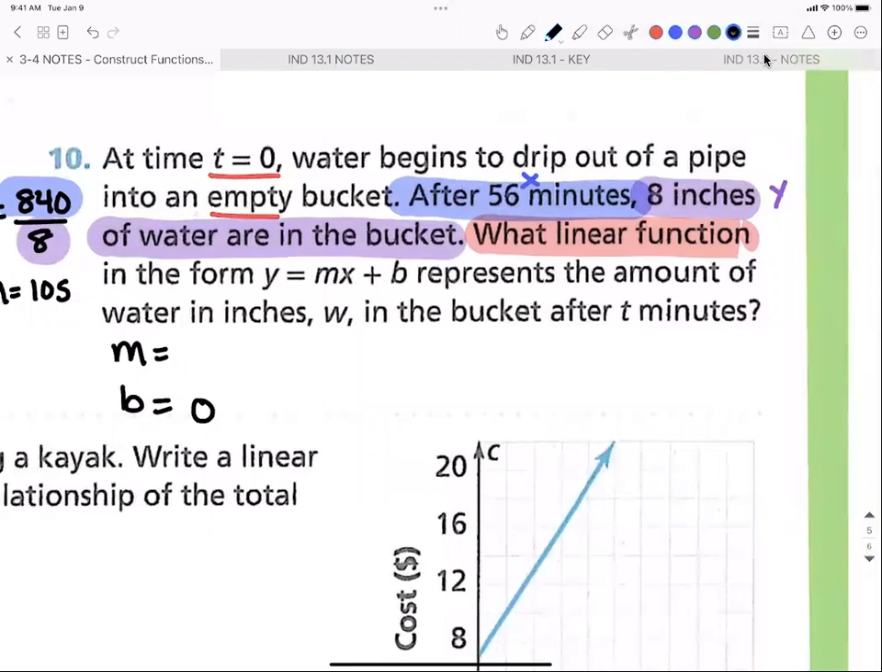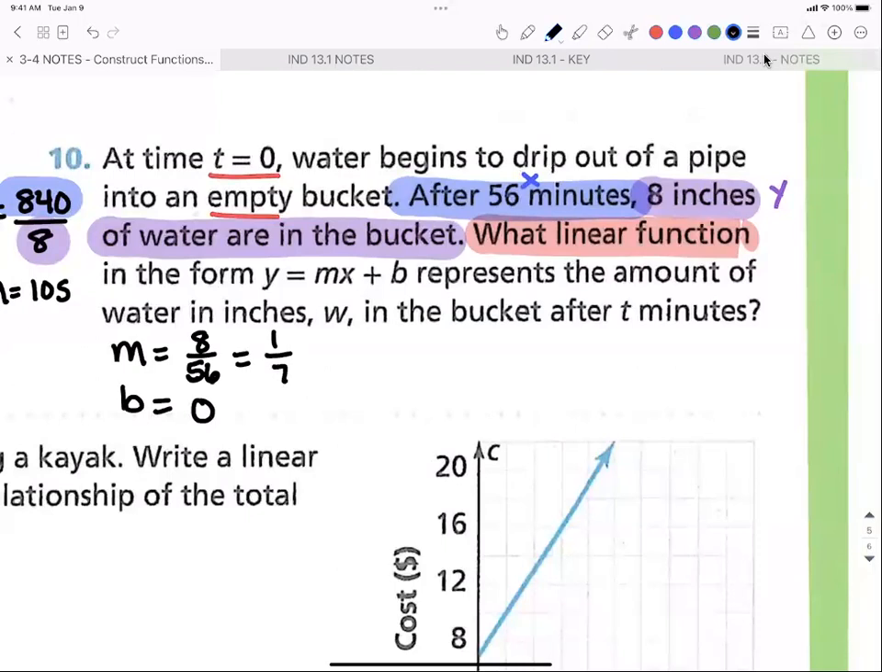8 over 56. Because inches are increasing per minute. That's why the minutes go on the bottom. So don't do what I did and just automatically put the bigger number on top, because that's not going to give you the right answer every time. Now I reduce this to 1/7. So I've got a slope.